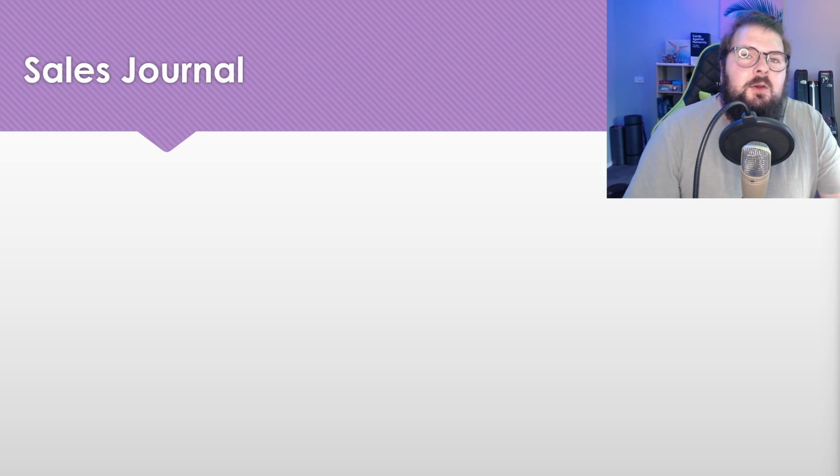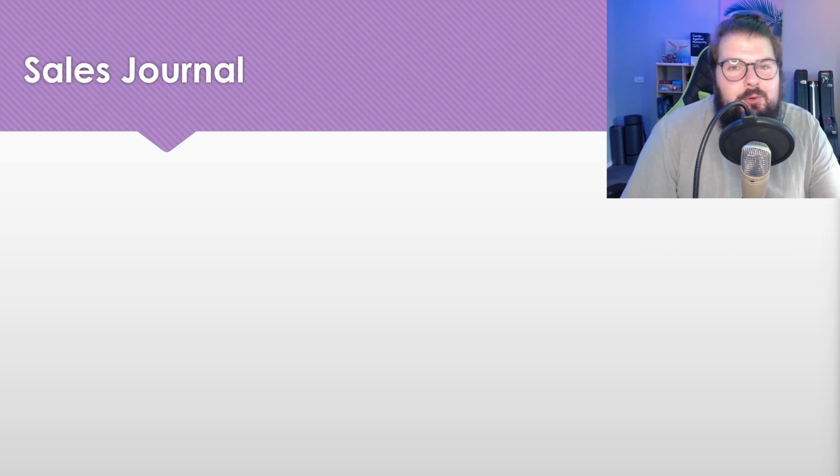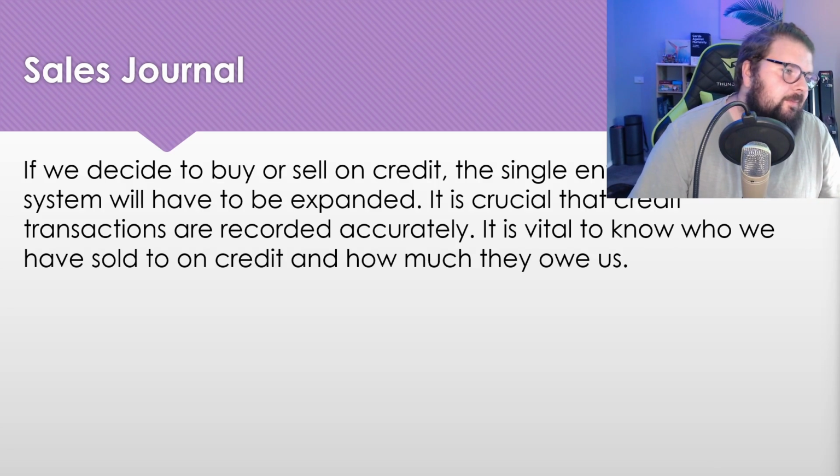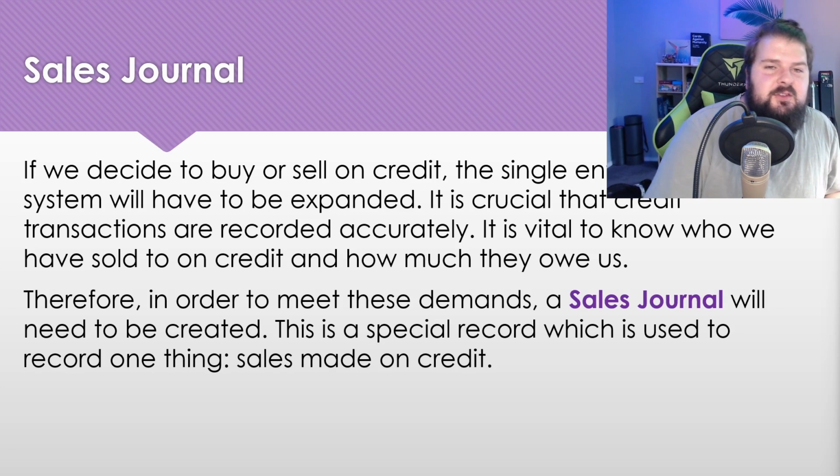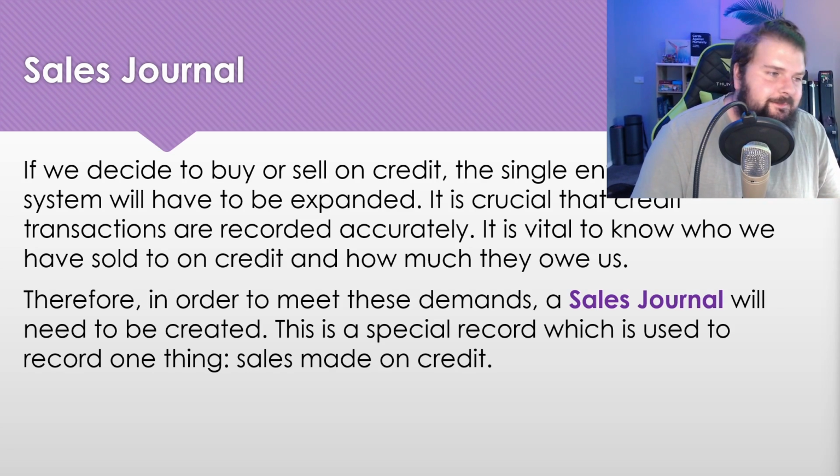Now, when we are accounting for our sales that are on credit, we can't put them in our cash receipts journal because they're not cash. So we need to create a new journal, and this is called our sales journal. Okay? So when we do expand this system, it's pretty simple to include, but we need the following details. We need to know who we sold to and how much money is owed to us. So for this reason, we have our sales journal.